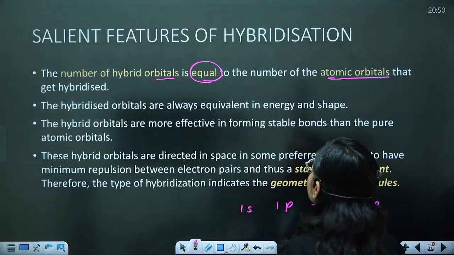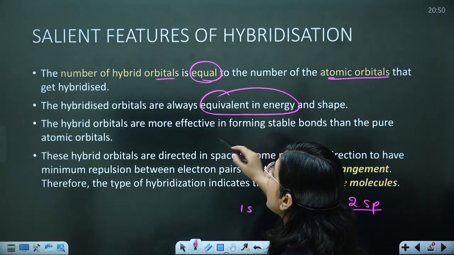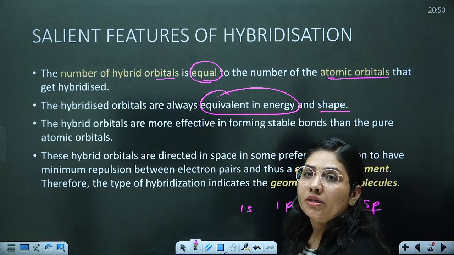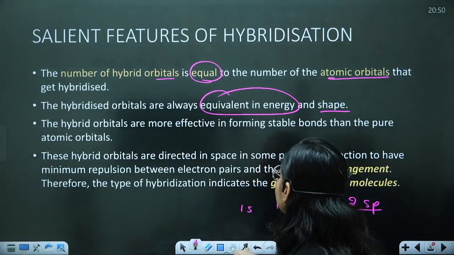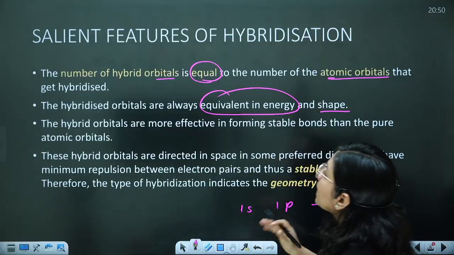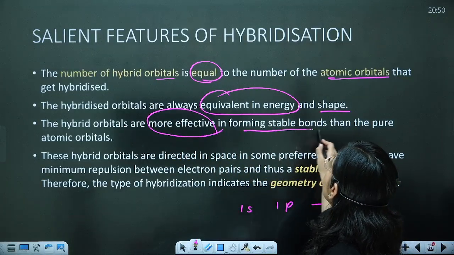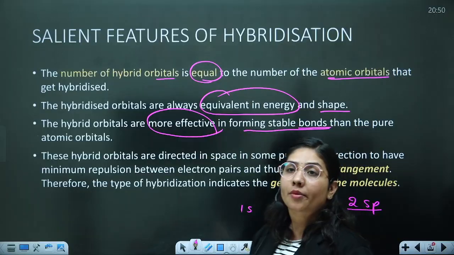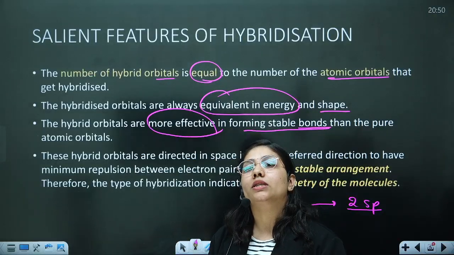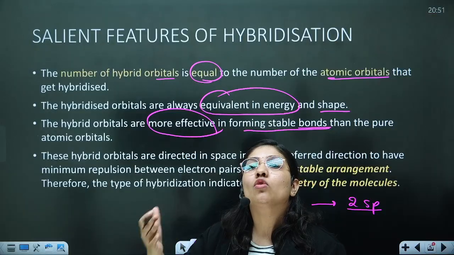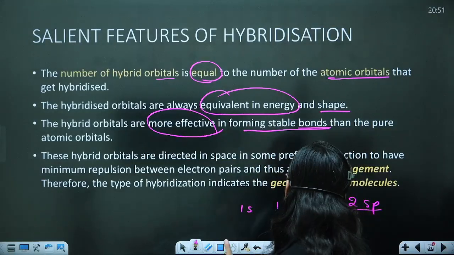Coming to the next point, the hybridized orbitals are always equivalent in energy and shape. All the hybrid orbitals we get will be equivalent in energy and shape. Next, the hybrid orbitals are more effective in forming stable bonds than the pure atomic orbitals, because the hybrid orbitals formed are so arranged in shape and energy distribution that they are more effective in forming stable bonds.